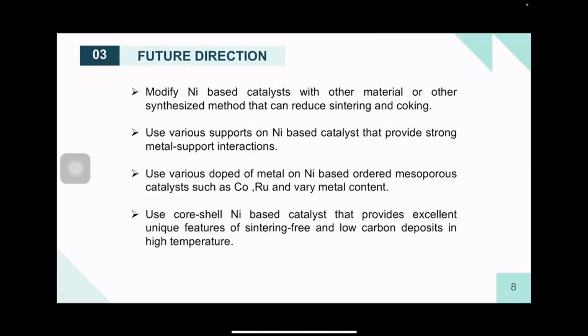And future direction. Modify nickel-based catalyst with other materials or other synthesis methods that can reduce sintering and coking. Use various supports on nickel-based catalyst that provide strong metal support interaction. Use various doses of metal on nickel-based ordered mesoporous catalysts, such as cobalt, ruthenium, and vary the metal content. Use calcium nickel-based catalyst that provides the unique feature of sintering-free and low carbon deposition at high temperature. Thank you for your attention.